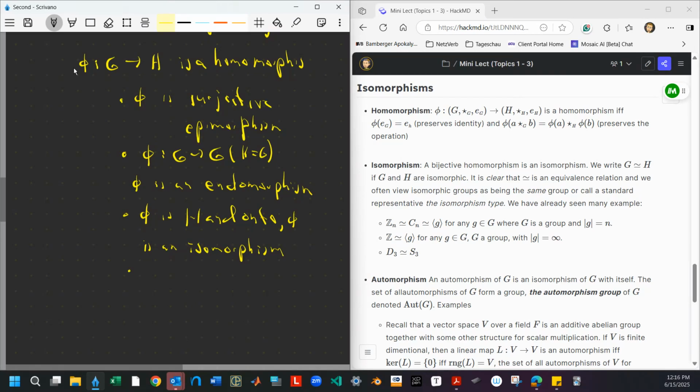So that's the reason we say things like Cn and Zn are the same. Those cyclic groups are the same as any cyclic group with order n. And that's not literally true, but we sort of view them all as being the same. And the other important one here is if phi is from G to G. So again, if G equals H, and phi is 1-to-1 and onto, this is another really important one, then phi is an automorphism.